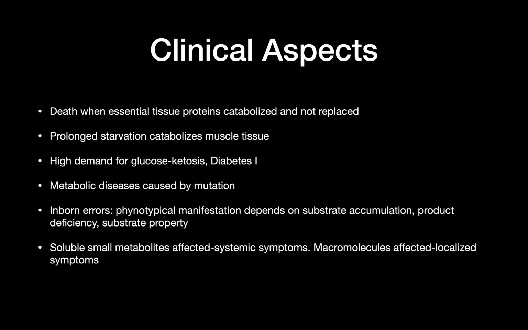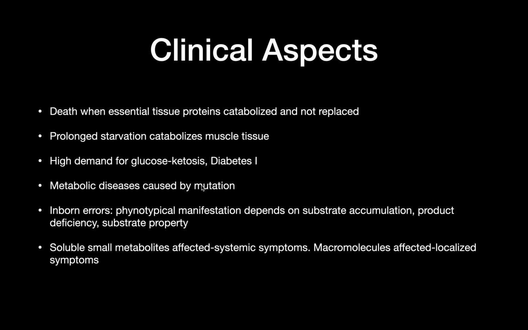So these are the clinical aspects for metabolism problems. Death will occur when the essential tissue proteins are catabolized and not replaced. Prolonged starvation will catabolize the muscle tissue. And a constant high demand, I should say, for glucose will lead to ketosis, or diabetes type 1.